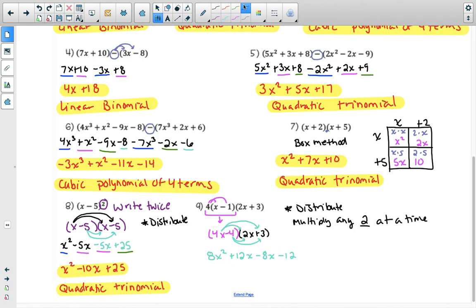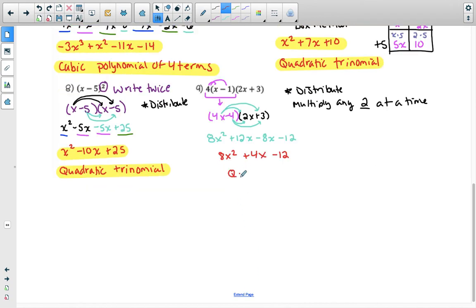Now we combine our like terms. We have an 8x squared with nothing else with it, so it goes with an 8x squared. We put our 12x and our negative 8x together, which is a positive 4x. Then our negative 12 has nothing to combine with it, so we have minus 12. This, again, is a quadratic because the exponent is 2. So we have a quadratic, and we have 1, 2, 3 terms. So it is a quadratic trinomial.